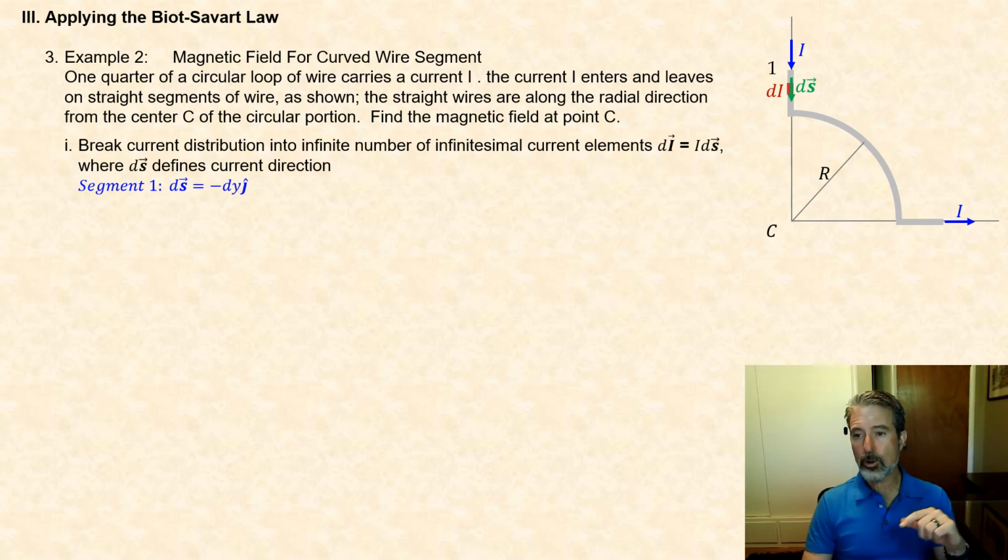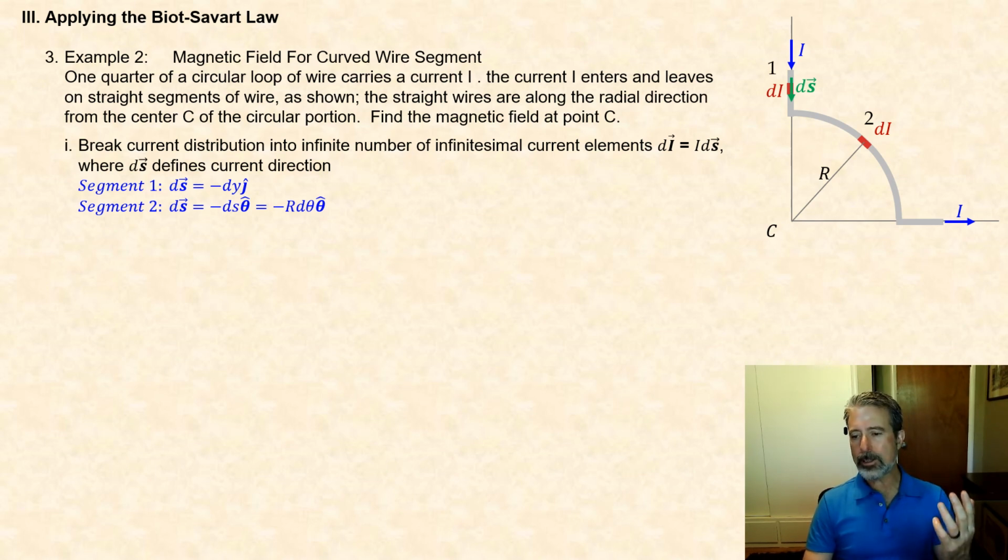Now for the curved portion of this wire loop here, that's what I'm going to call segment 2. Let's look at our infinitesimal current element there, dI. And for this portion here, when we describe the displacement vector ds, you will notice that ds is in the negative theta hat direction.